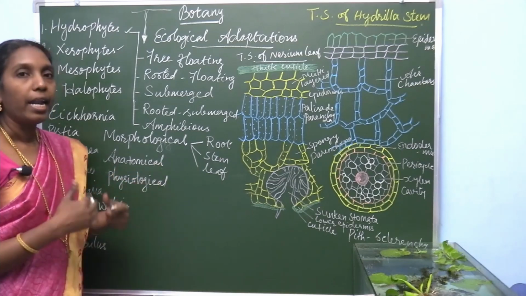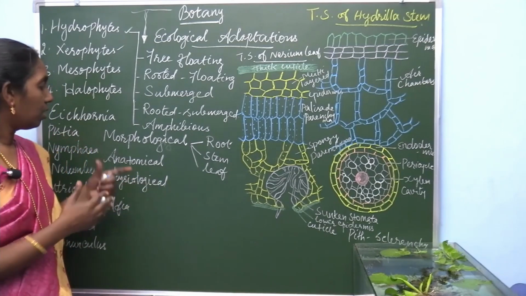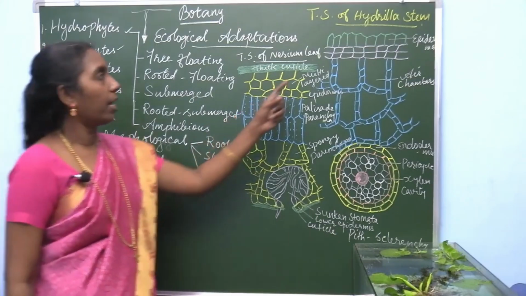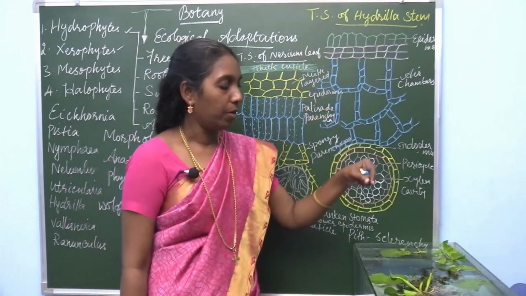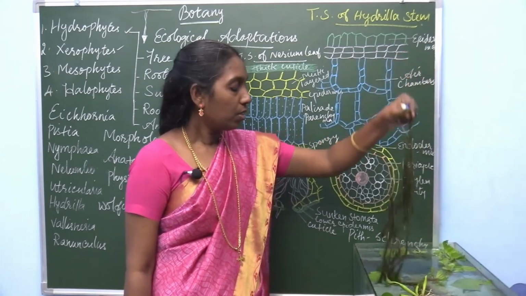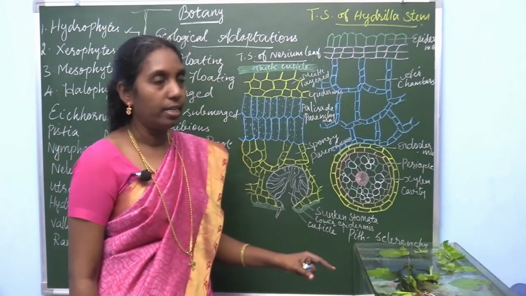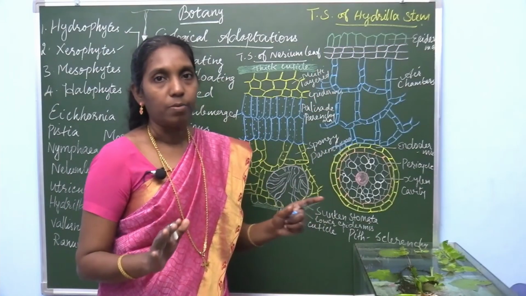Then what are the anatomical differences? Anatomical adaptations. In these hydrophytes, look at this diagram. This is the transverse section of a Hydrilla stem. So in this stem, how does it develop? Cuticle is completely absent.